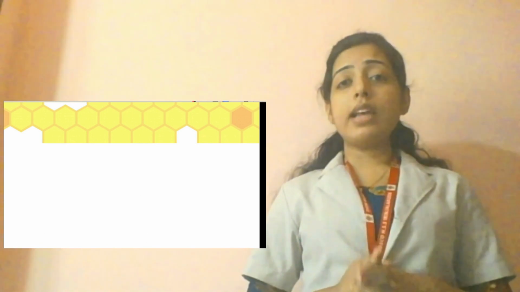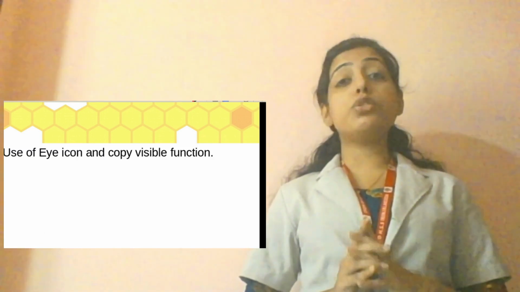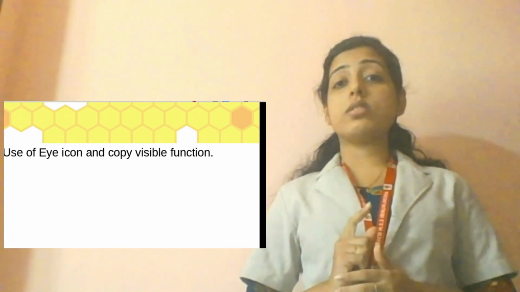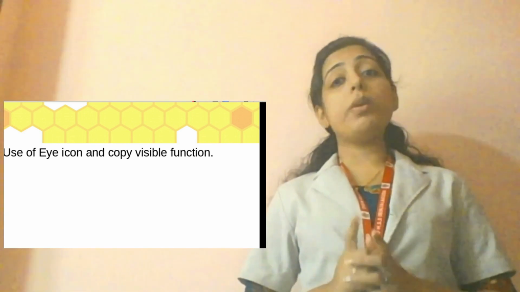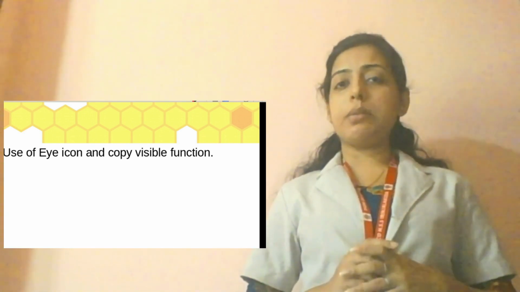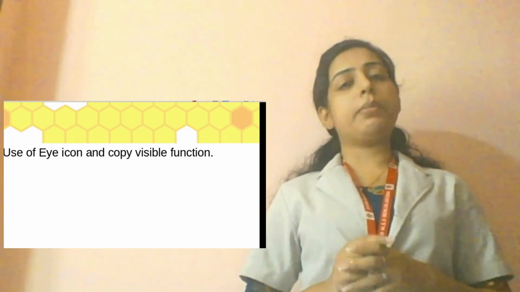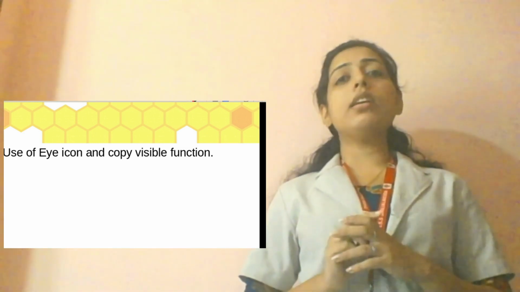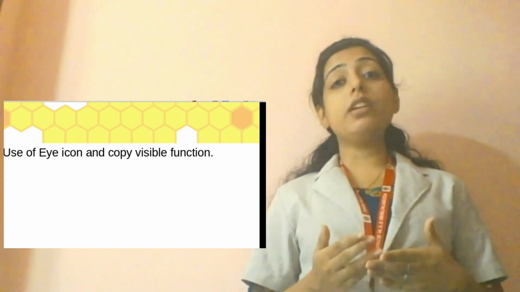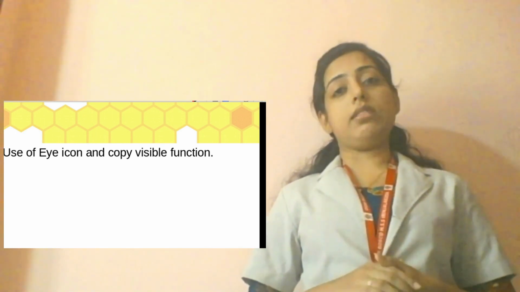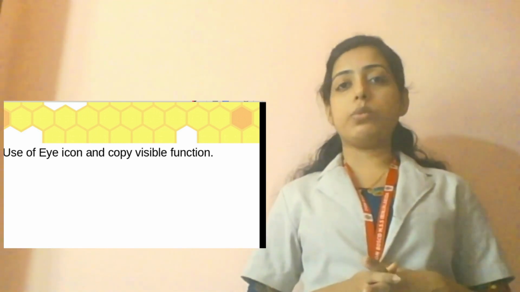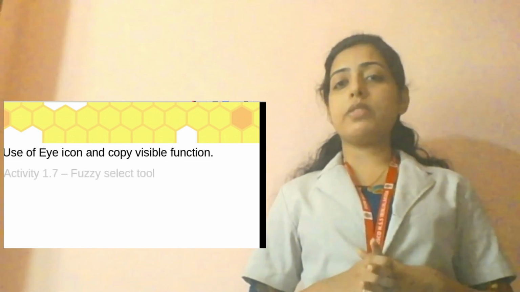Okay, and in that activity you have learned two new terms. What was that? Eye icon and copy visible function. Eye icon, by using eye icon we can view or hide an existing layer, and by copy visible function we can make visible all the layers or the hidden layers. It was the use of copy visible function.